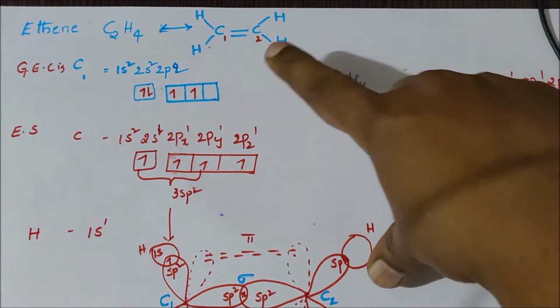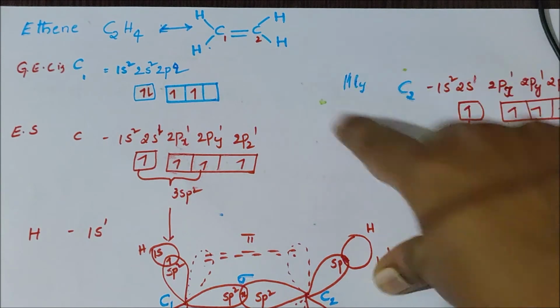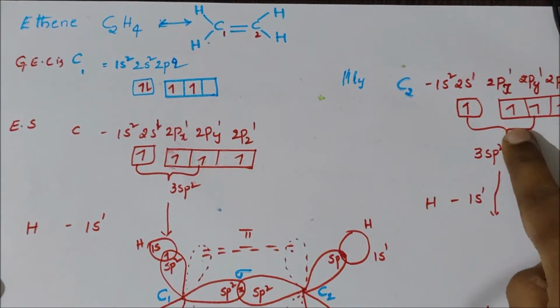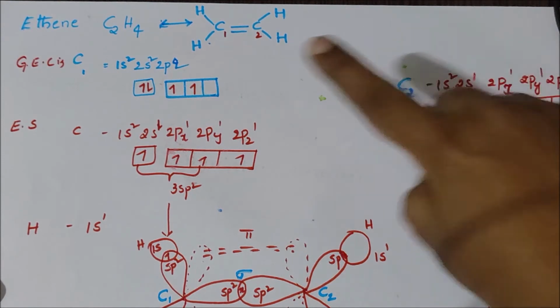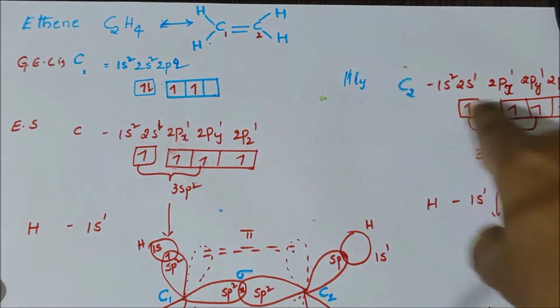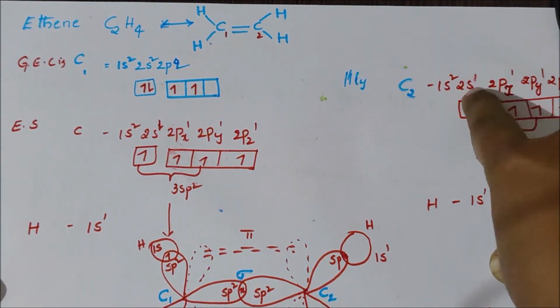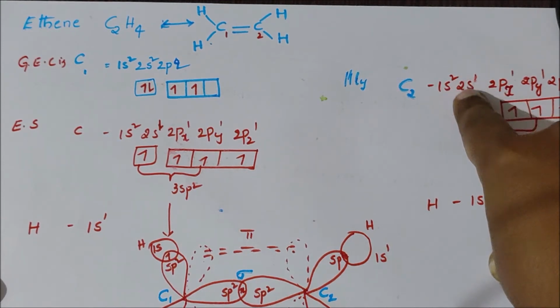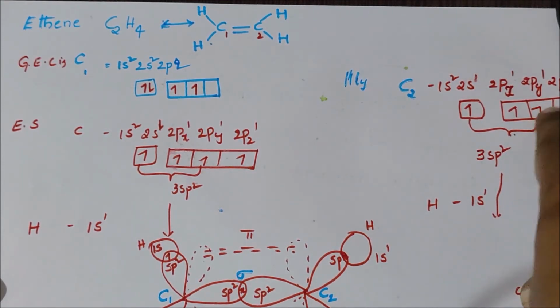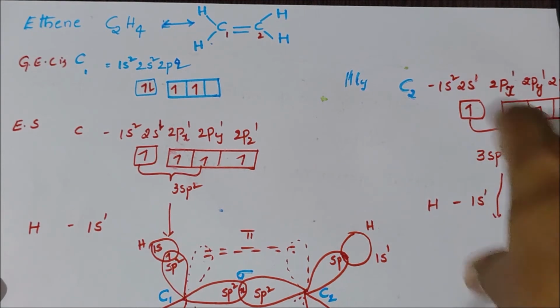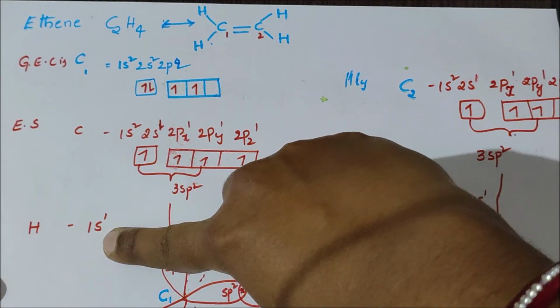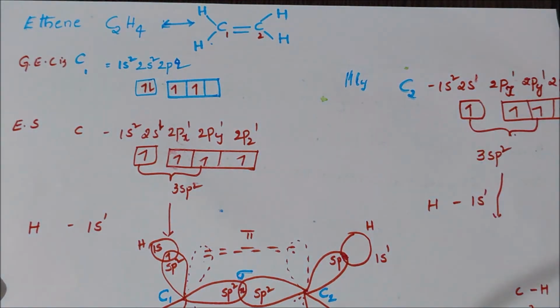Similarly, in the second carbon atom, the general electronic configuration is 1s2, 2s2, 2p2. In the excited state, one electron jumps from the 2s orbital to the 2pz orbital. It gives 3 sp2 hybrid orbitals. Hydrogen has atomic number 1 and the general electronic configuration is 1s1.